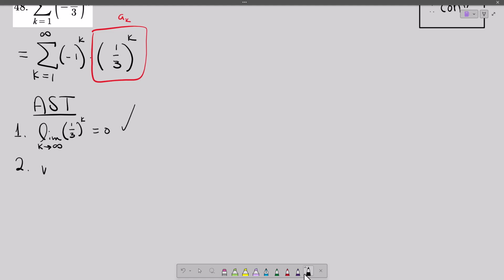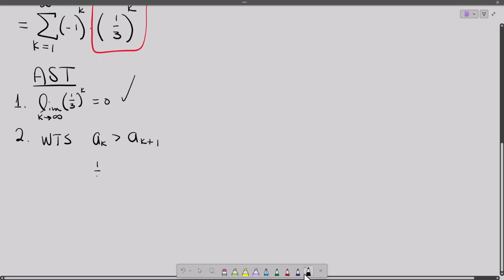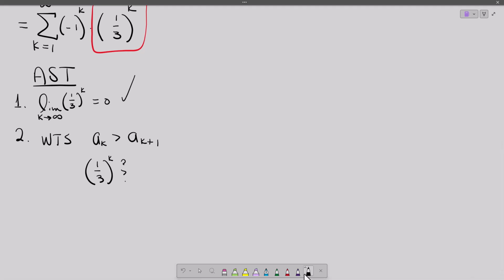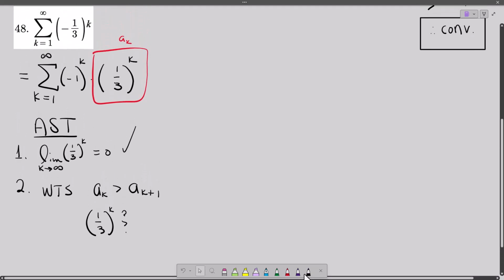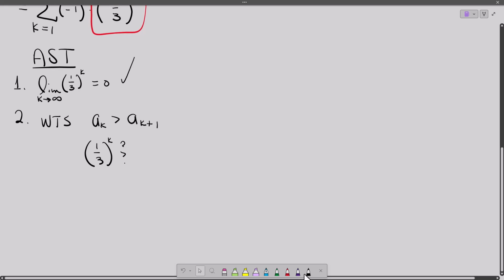And the second part, we want to show that the terms are getting smaller. So we want to show this. Well, a sub k is 1/3 to the k. We don't know yet if a sub k plus 1 is less than that, so now we do a k plus 1 over here.